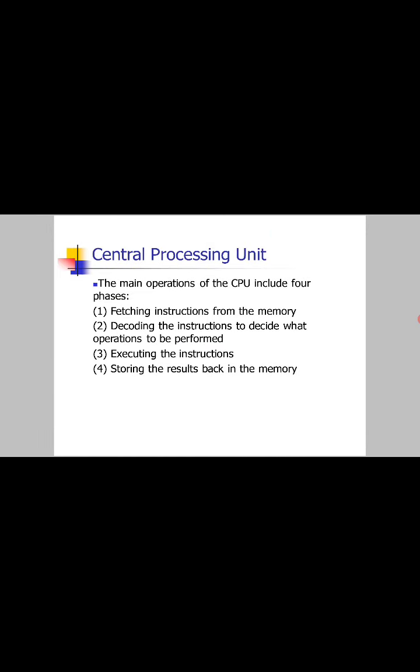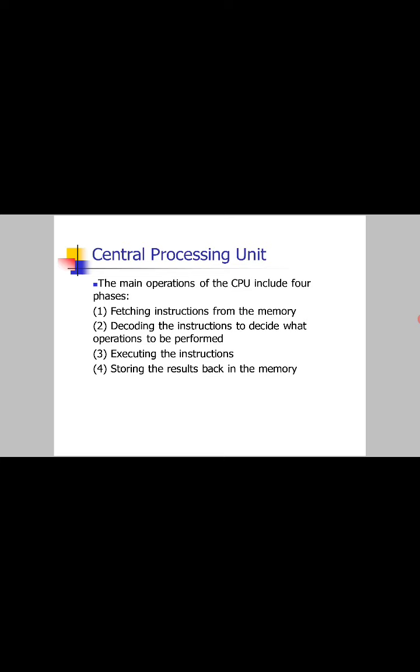Central processing unit is the main unit of a computer. It is the main operation unit. What is CPU? CPU means central processing unit, and it is also called a processor. A processor is the brain of a computer, and it works with very high speeds.